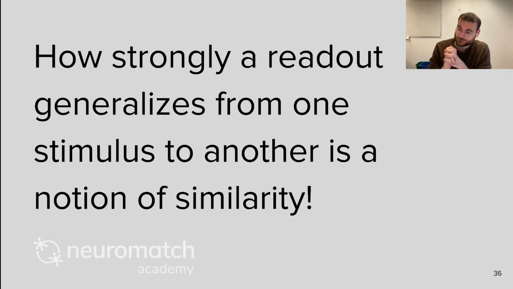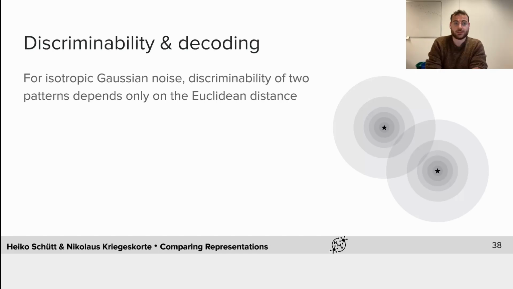basis for comparisons. And now I have three more reasons why similarities are a good thing for making comparisons between representations. First, they describe discriminability and decoding. So if we assume that our representations are not noise-free, but come with some error around them, then the distance will tell you how well those two can be discriminated from each other. The simplest case of that is if you look at isotropic Gaussian noise, then it is just a normal Euclidean distance between the two that determines how well you can discriminate those two patterns from each other.